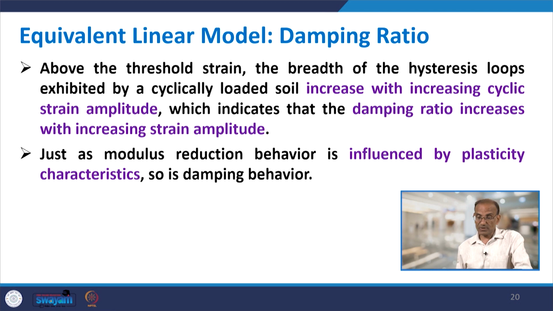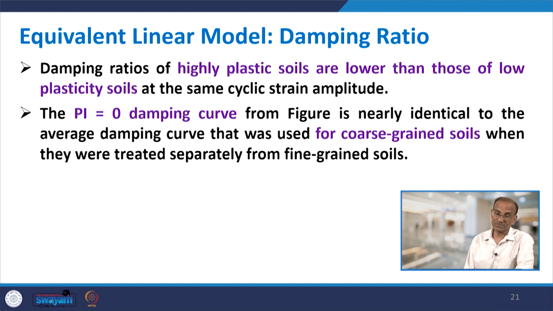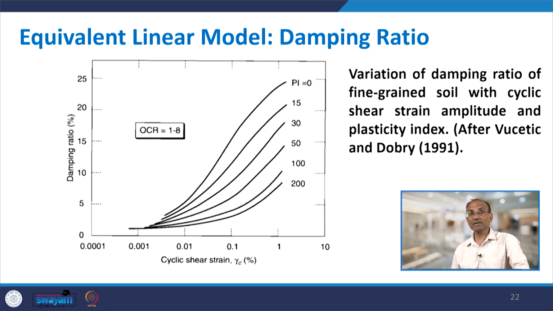See, just as modulus reduction behavior is influenced by plasticity characteristics, similarly the damping ratio is also influenced by the PI of the soil, and the effect will be shown. Damping ratio of highly plastic soils is lower than that of low plastic soils at the same cyclic strain amplitude. For example, the effect of PI on the damping ratio is shown in this figure.